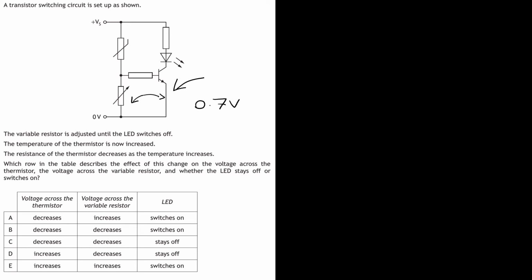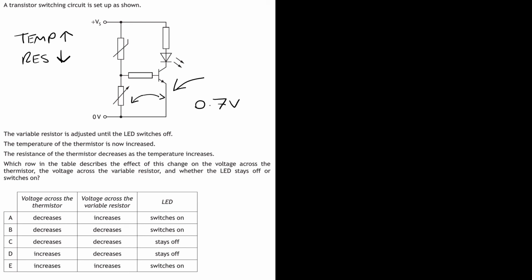We're told in the question the variable resistor is adjusted until the LED switches off. The temperature of the thermistor is now increased. This is our thermistor here. So remember, our thermistor is a temperature-dependent resistor. And for the temperature-dependent resistor, if the temperature goes up, the resistance goes down, and vice versa. We're told the temperature of the thermistor is now increased. The resistance of the thermistor decreases as the temperature increases, which is what we expect.